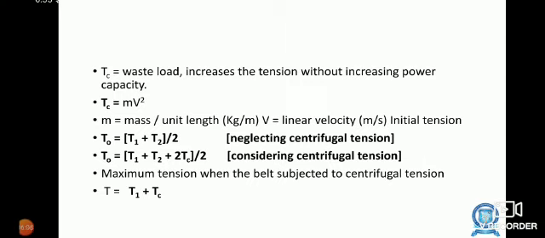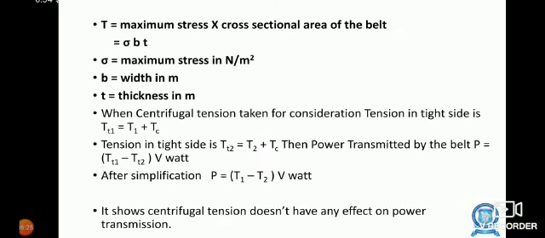TC equals m v squared, where m equals mass per unit length. T naught, neglecting the centrifugal tension, equals (T1 plus T2) divided by 2. If considering the centrifugal tension, T naught equals (T1 plus T2) divided by 2 plus TC divided by 2. Maximum tension when the belt is subject to the centrifugal tension: T equals T1 plus TC. T equals maximum stress times the cross-sectional area of the belt, sigma b t, where sigma is maximum stress, b width, t thickness. When centrifugal tension is taken into consideration, tension in the tight side is T1 equals capital T1 plus centrifugal tension. Tension in the slack side is T2 equals T2 plus TC.